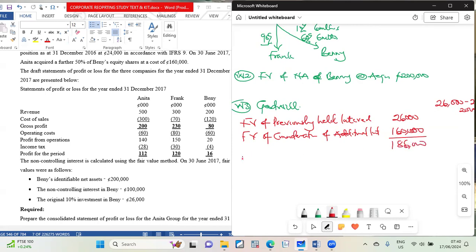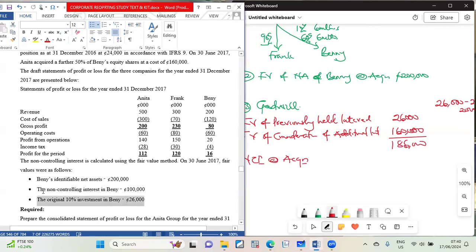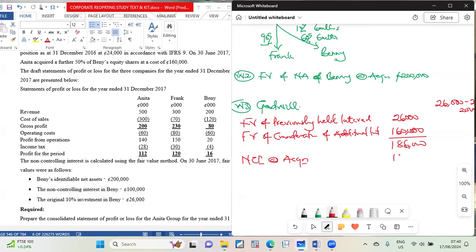Then what do you do? Fair value of NCI. So NCI at acquisition. How much is that? We are told that the NCI at acquisition here is what? 100,000. Then what do we normally do? After we've done this, we less what? Fair value of net assets of, in this case, Benny, right? At acquisition. So we know that that one is 200,000.